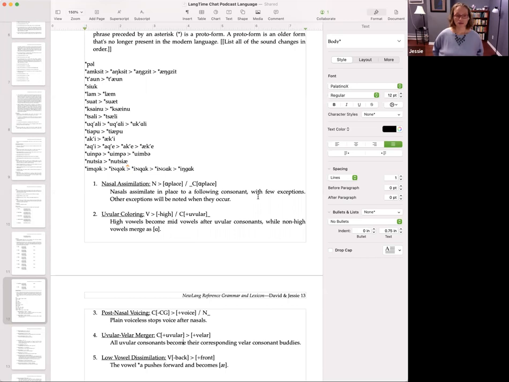Wow, Nutzia is now Nutzia. Yeah, this is becoming very Finnic, which I like, because, you know, I love Finnish. Nutzia is definitely a Finnish-like word, except that it wouldn't be Nutzia, it would be Nutzia, you know, with a front vowel, Nutzia. Yeah.